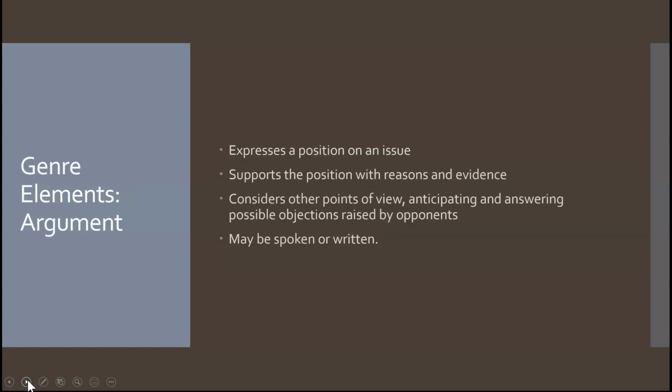We're going to be reading an argument. Now, there are a few genre elements of argument. First of all, it expresses a position on an issue. It supports the position with reasons and evidence, considers other points of view, anticipating and answering possible objections raised by opponents, and may be spoken or written.